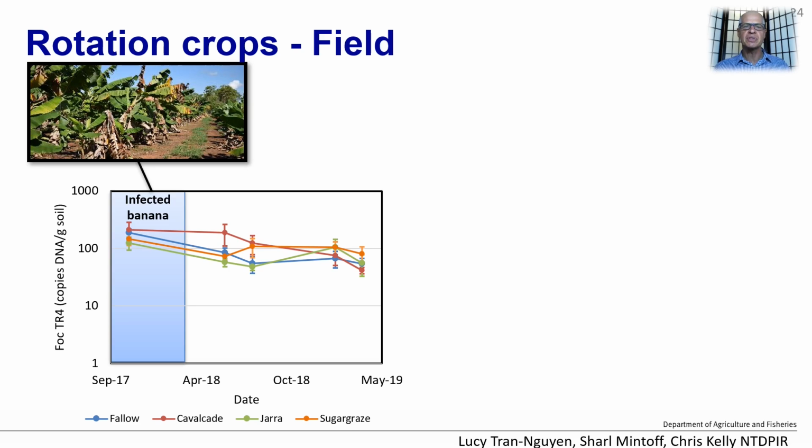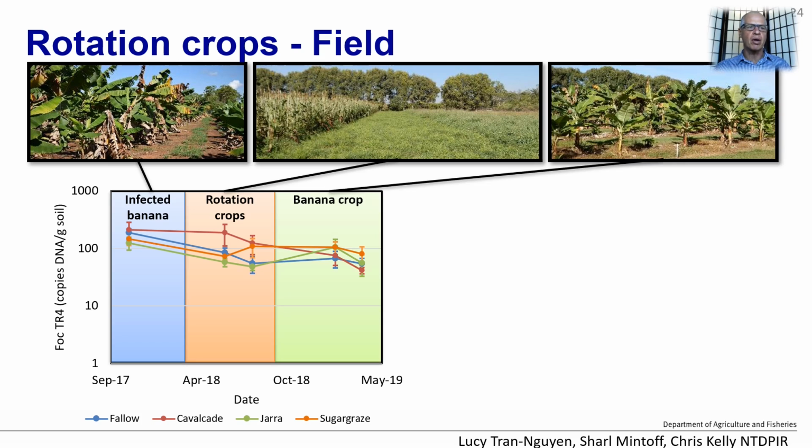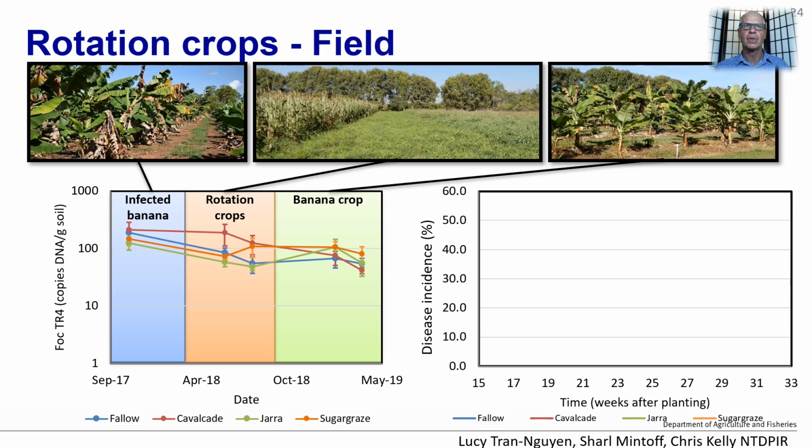The samples corresponded to the previous crop of infected bananas, the rotation period when different crops were grown, and the subsequent banana crop following the rotation. And there was very little difference, and it certainly wasn't significant, in the TR4 DNA recovered from the soil between the different treatments and between the different phases in the crop cycle.